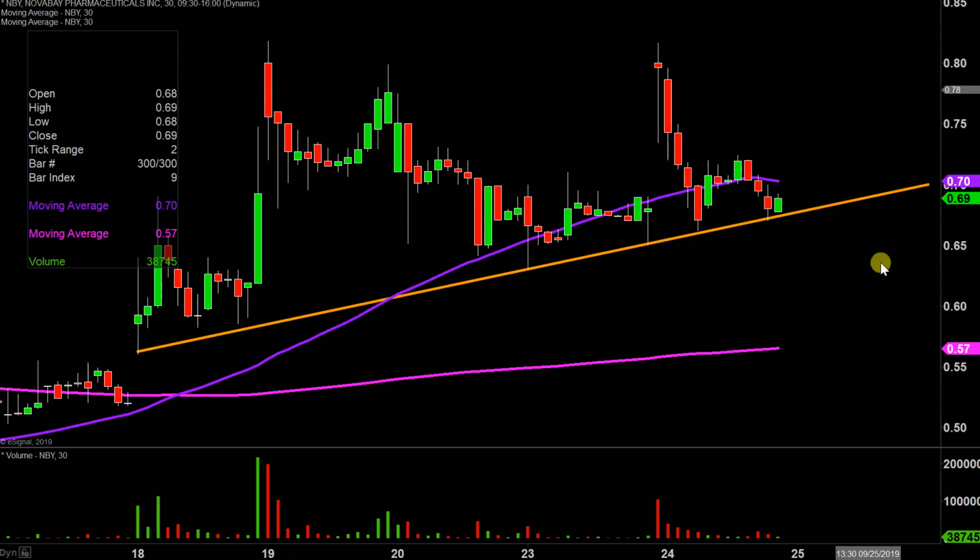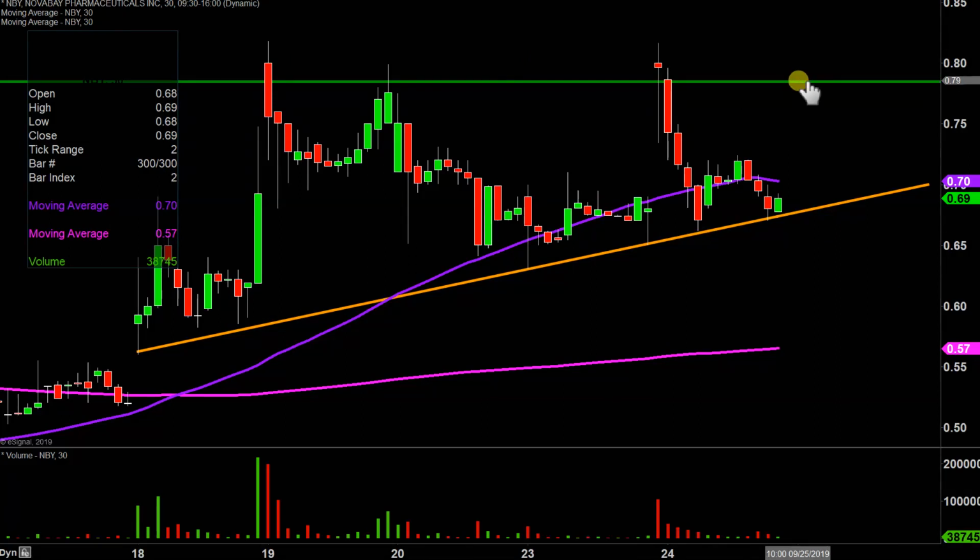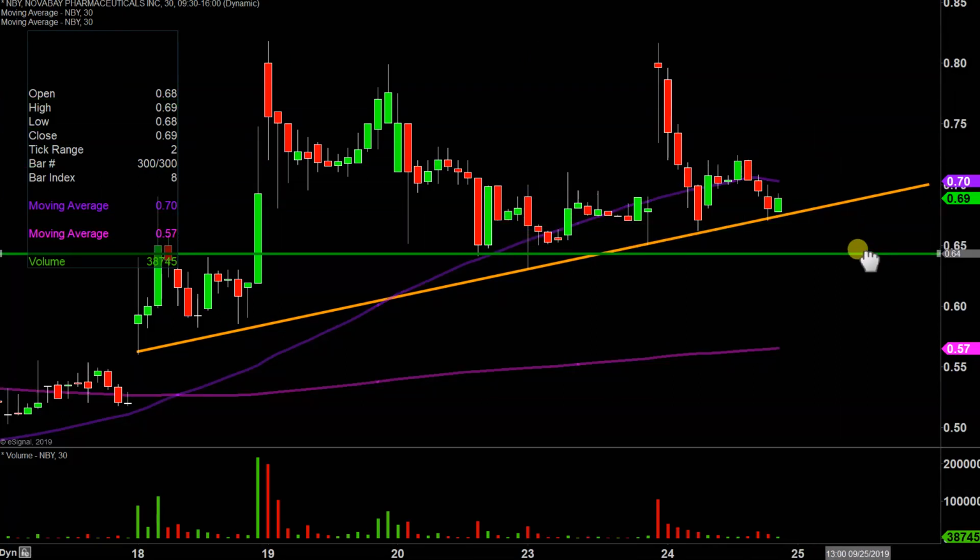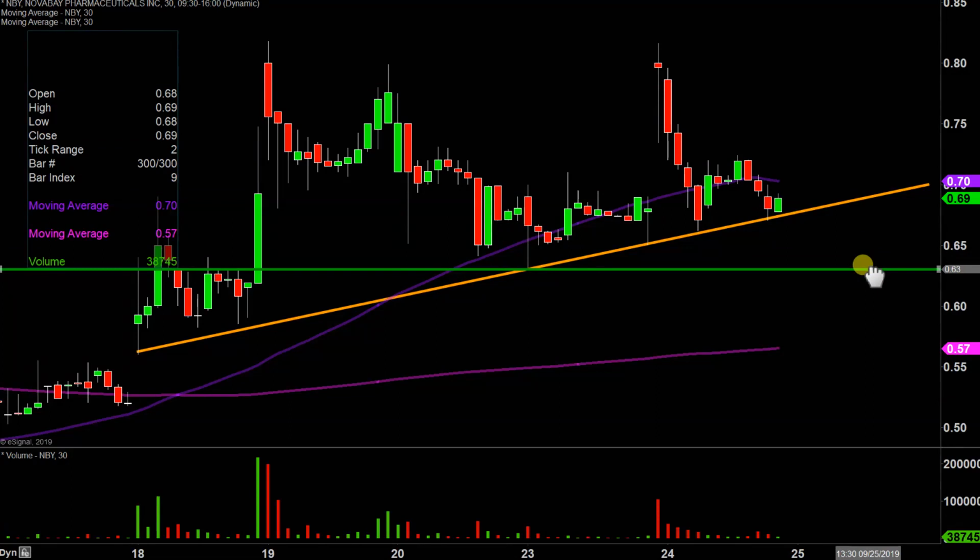Now, in the event the price does not hold above that trend line and falls down below it, the next key level of support at that point in time would be down there at, let's see, what is that? The 63-cent mark. So ideally speaking, you want to see the price hold above that trend line. But if the price doesn't hold above it, then the next level that you would want to turn your attention to is down there at the 63-cent mark.